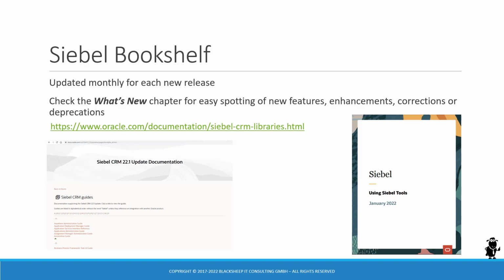So if you are in a situation where you, for example, have upgraded successfully to Siebel, let's say 20.6, and you want to quickly understand what's happened between 20.6 and 22.1, then you can check the What's New chapter, but you would have, of course, to check it for any bookshelf release between 20.6 and 22.1. But the What's New chapters in each guide is a great resource of spotting new features, enhancements, corrections, or even deprecations as the Siebel product evolves every month.